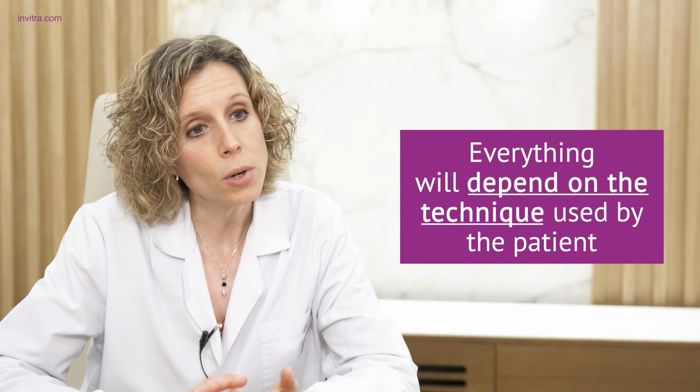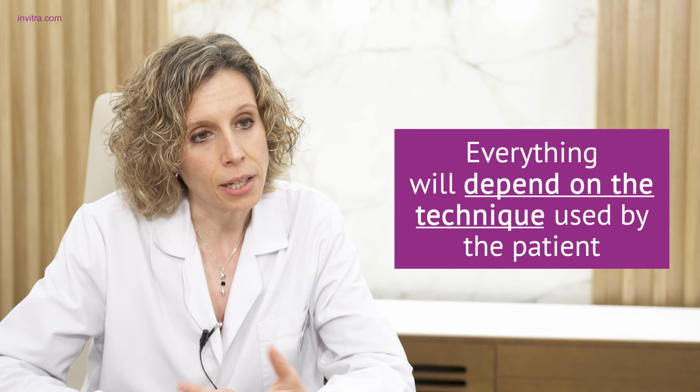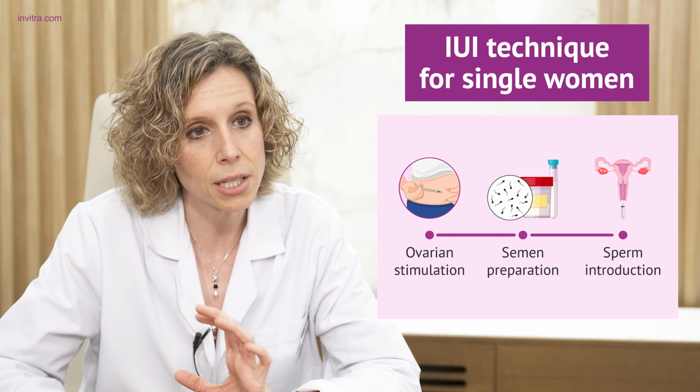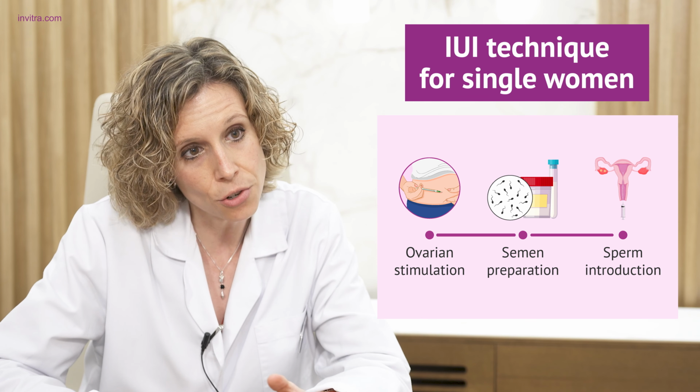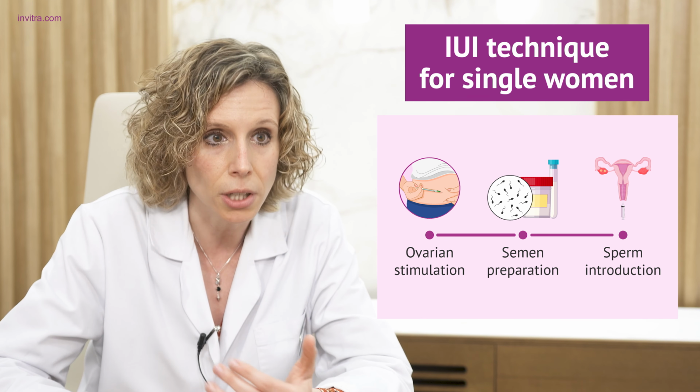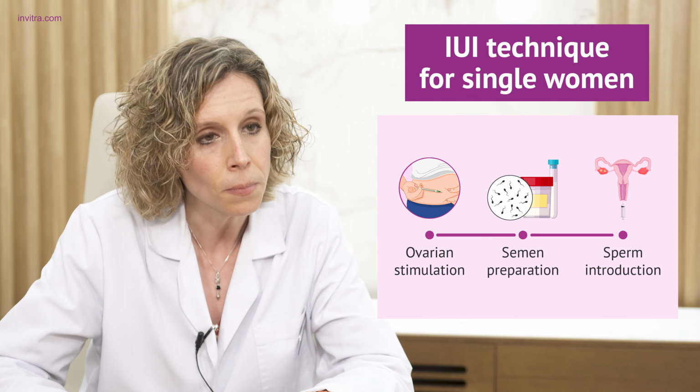Of course, everything will depend on the technique the patient is using. So if we are talking about intrauterine insemination, we just need to give a small amount of medication, normally to make one follicle or even 2 follicles grow in the patient's ovaries. Then when the follicles are ready to ovulate, we prepare the sperm sample at the laboratory to introduce a small amount of that sample in the uterus.